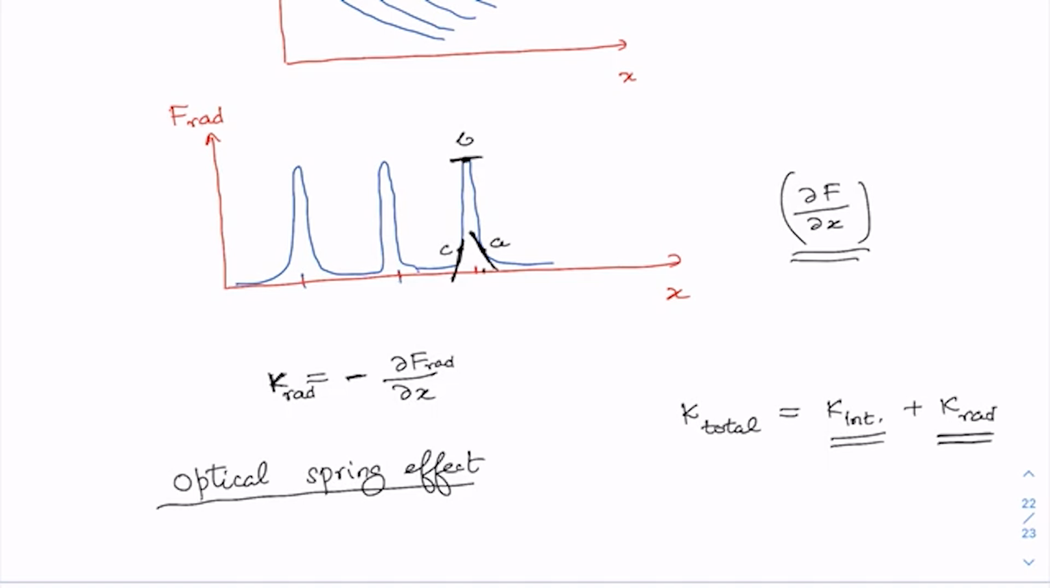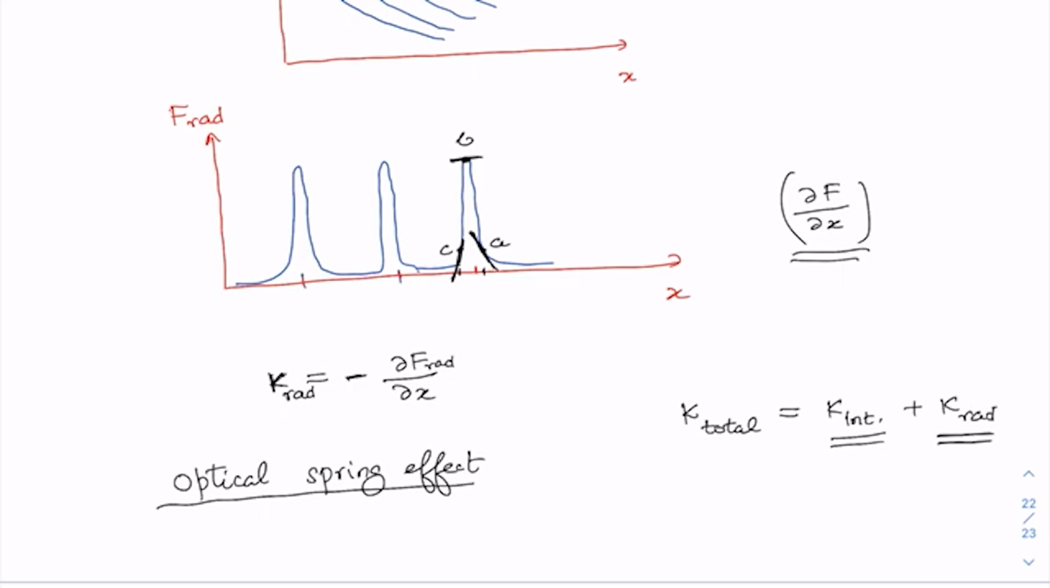At the position A, the effective spring constant of the mirror would increase. At position B, it will remain the same because the contribution from the radiation pressure force would be zero. On the other hand, at the position C of the mirror, the effective spring constant will decrease.